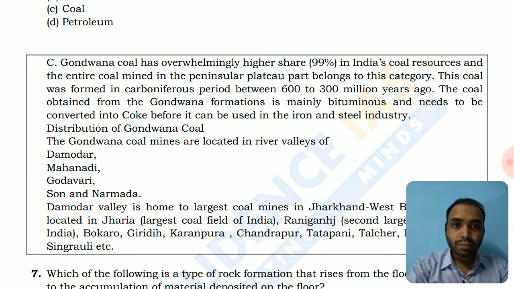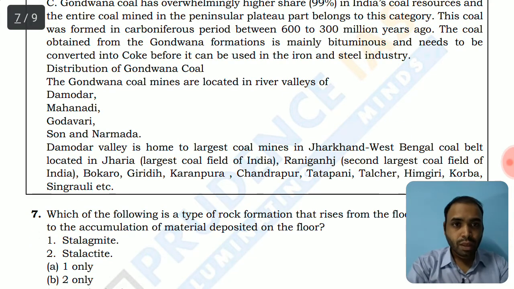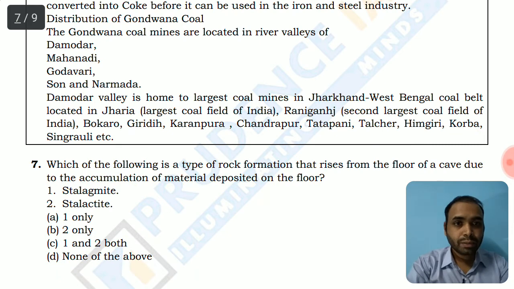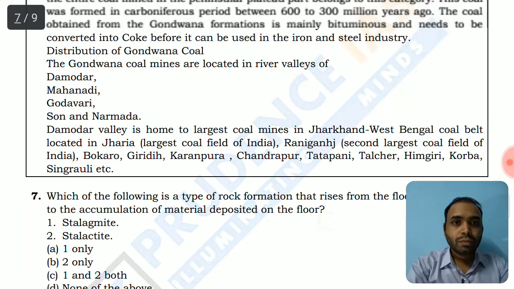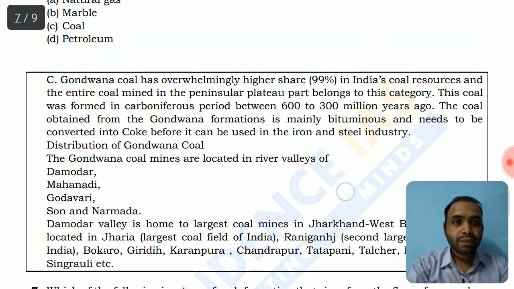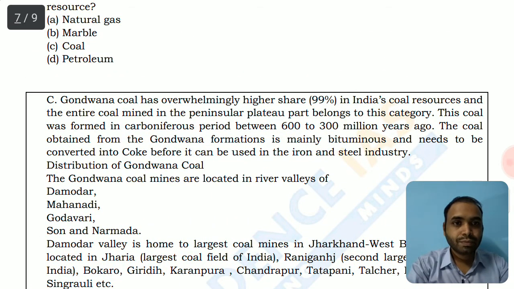Gondwana coal is distributed in the river valleys of Damodar, Mahanadi, Godavari, Son, and Narmada. Damodar Valley is home to the largest coal mines, in the Jharkhand and West Bengal coal belt. Jharia is the largest coal field in India, Raniganj the second largest, then Bokaro, and places like those. So this was about the Carboniferous origin of this bituminous coal deposit in the Gondwana area of India.